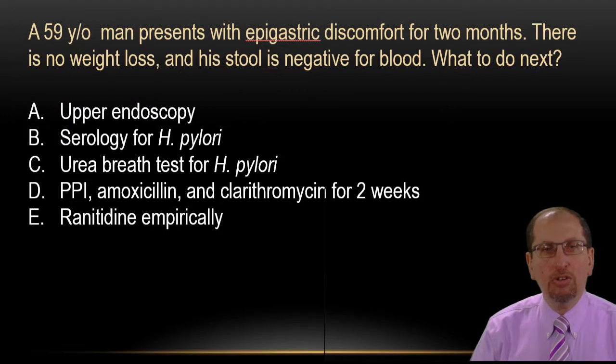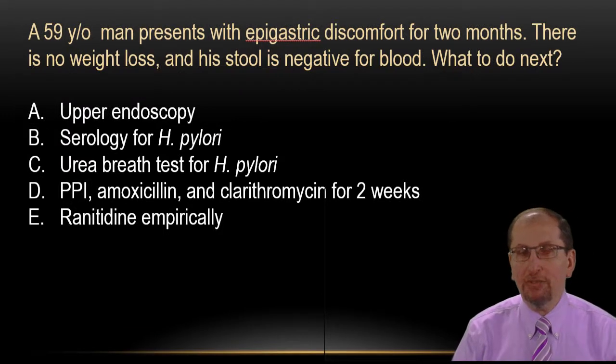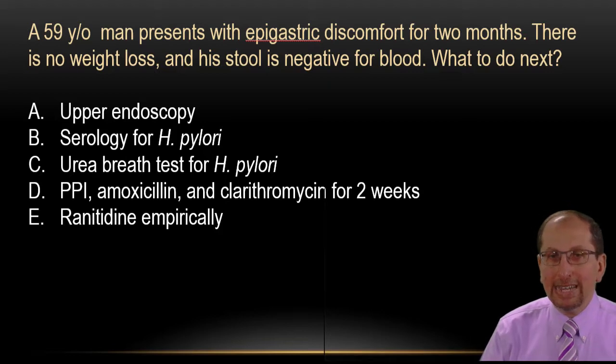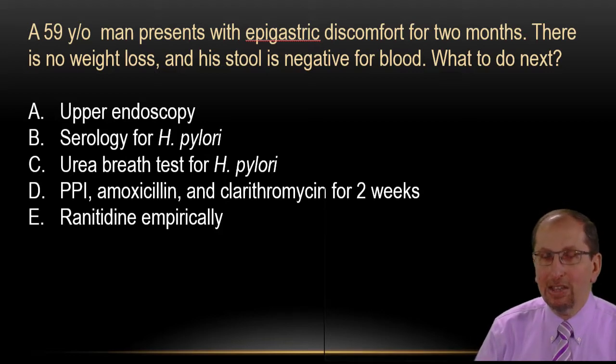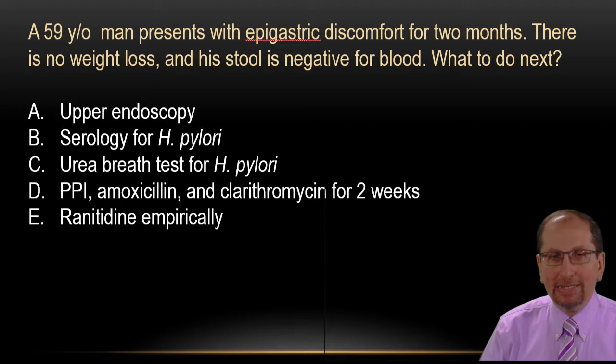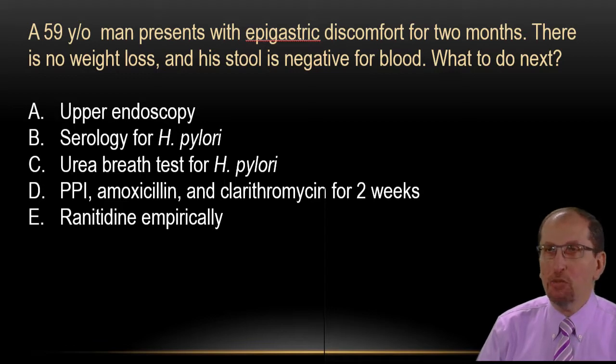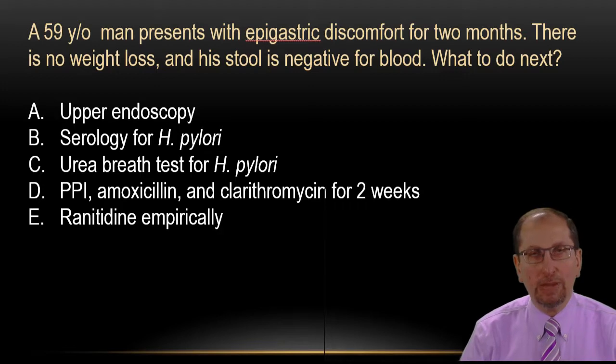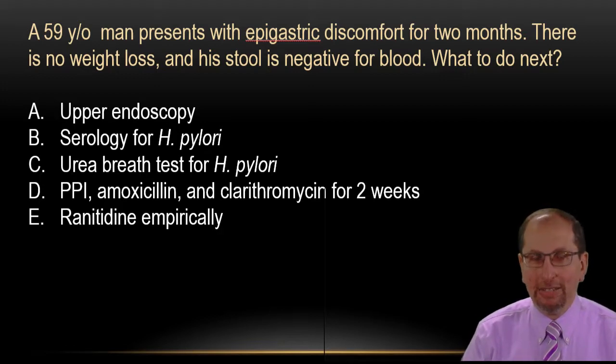A 59-year-old man presents with epigastric discomfort for 2 months. There is no weight loss and his stool is negative for blood. What to do next? What's the best next step? The best next step is what? Upper endoscopy. Why? Because this patient is a 59-year-old patient, and we need to be sure that there is no gastric malignancy.